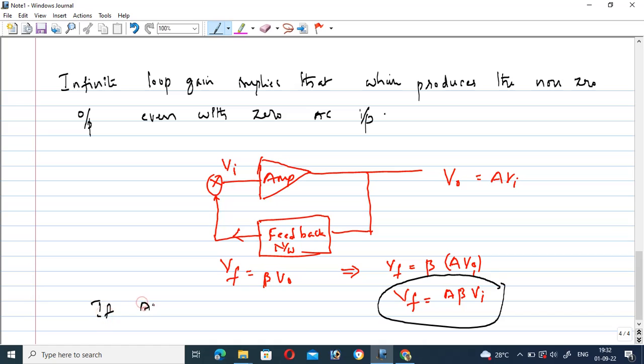If A beta value is equal to 1, what happens? Therefore, the feedback voltage is equal to the input voltage. That means the feedback voltage value is equal to the input voltage. Okay. So for that purpose, it produces a repeated output. So let us see some of the considerations here.